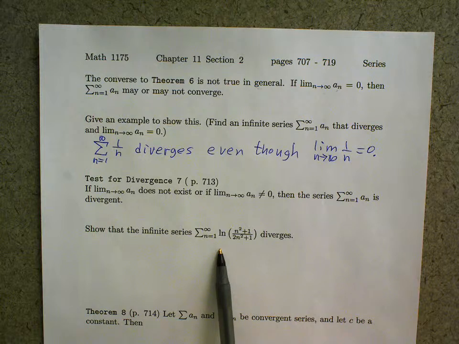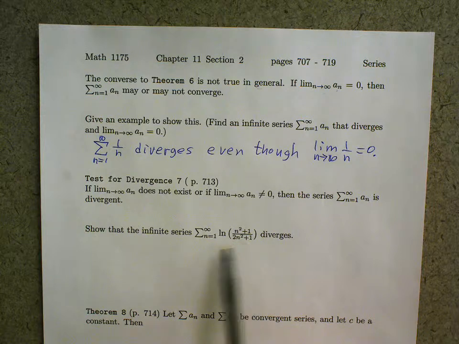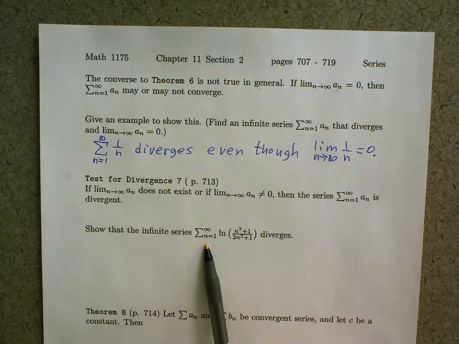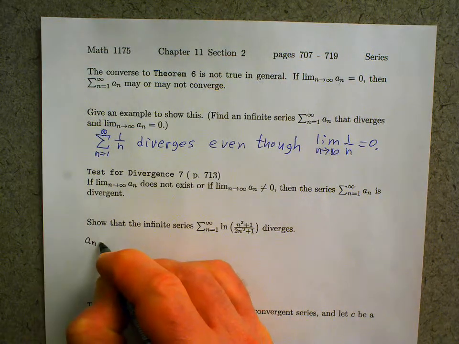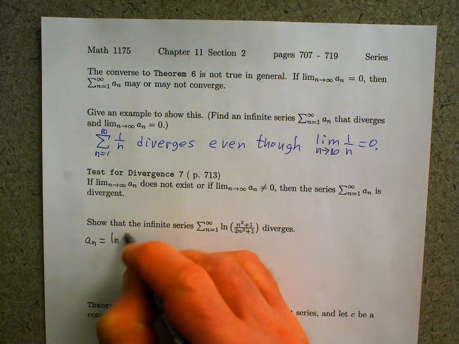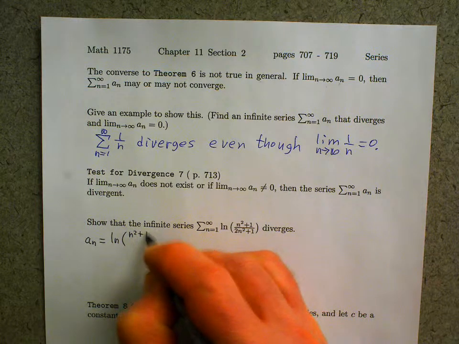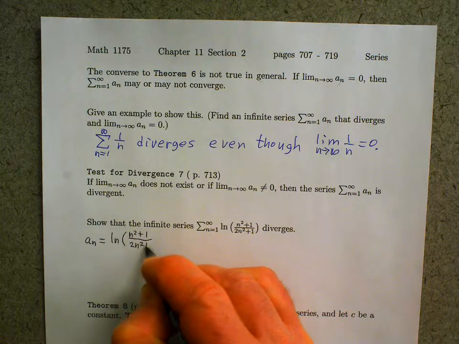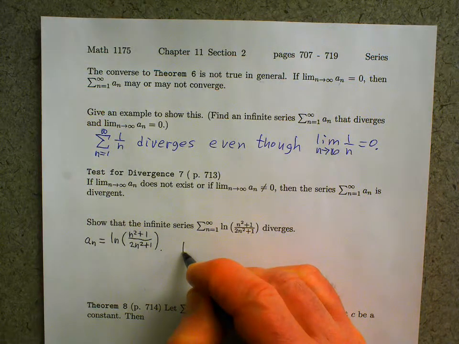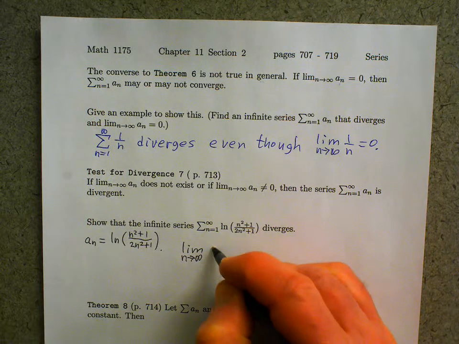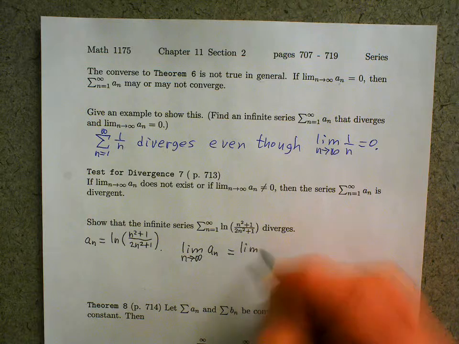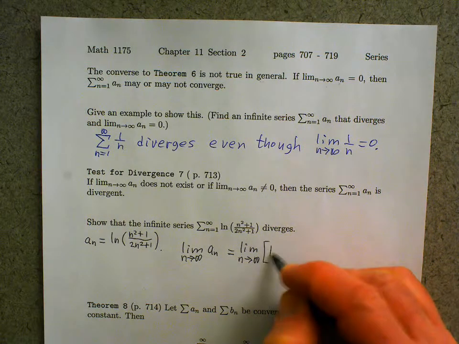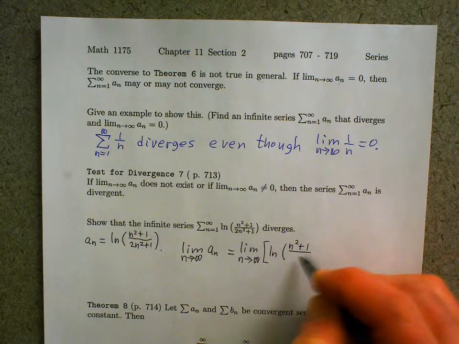We'll show that the infinite series, where the terms are the natural log of (n squared plus 1) over (2n squared plus 1) as n goes from 1 to infinity, diverges. For this infinite series, the a sub n terms being added are the natural log of (n squared plus 1) over (2n squared plus 1). So take the limit as n approaches infinity of the sequence a sub n. This is the limit as n approaches infinity of the natural log of (n squared plus 1) over (2n squared plus 1).